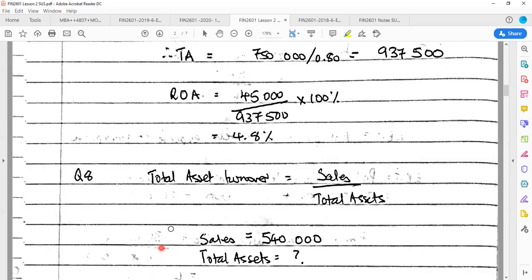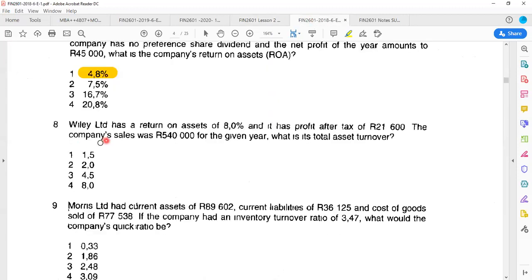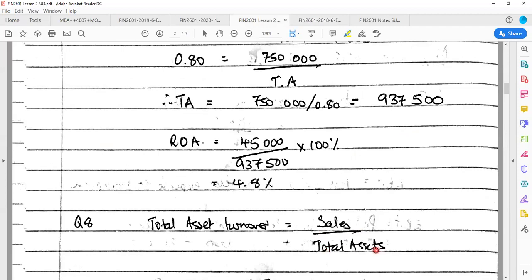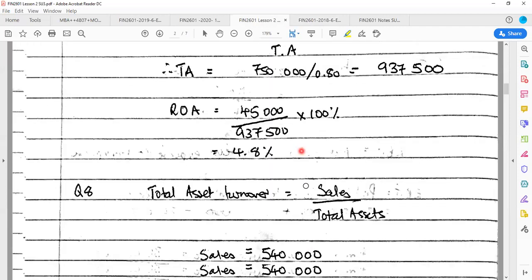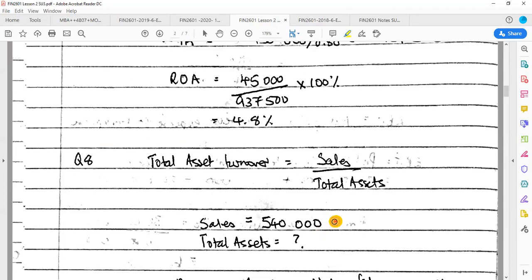Next, we were asked to calculate the total asset turnover for question 8. Wiley Limited has a return on assets of 8% and it has a profit before tax of 21,600. The company sales were for asset turnover. Again, you start with the formula for the total asset turnover, sales divided by total assets. You look at your question to see if you've been given these items. We've been given the sales, but we haven't been given the total assets. So we need to use another ratio to calculate total assets or some other information.